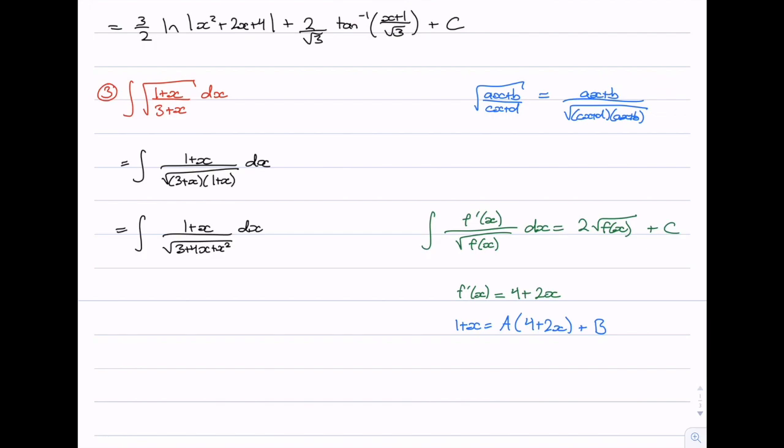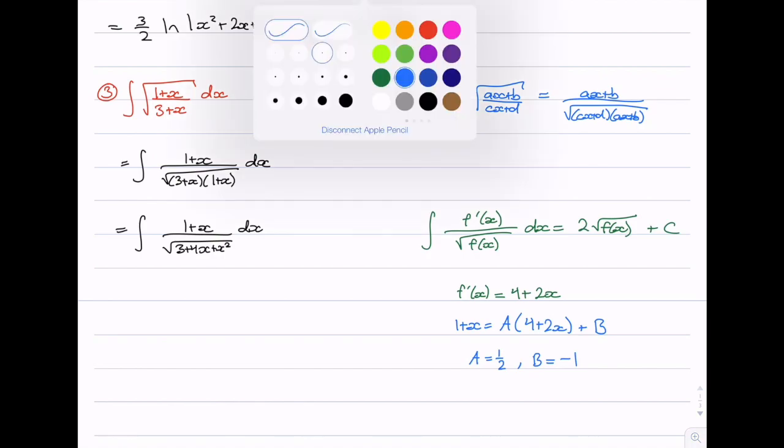I hope you can see why it has to be a constant and can't involve any other x or even higher powers of x, although obviously there's not going to be higher powers of x here. So what we need to do is equate coefficients, and if we do that, we'll get a equals a half and b will equal minus 1. Okay, I'll leave that for you to check. That's not too difficult. Alright, but now we can rewrite our numerator in the following way.